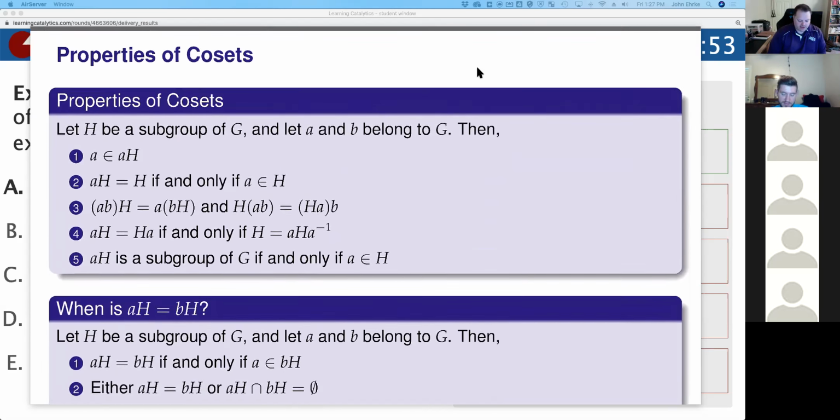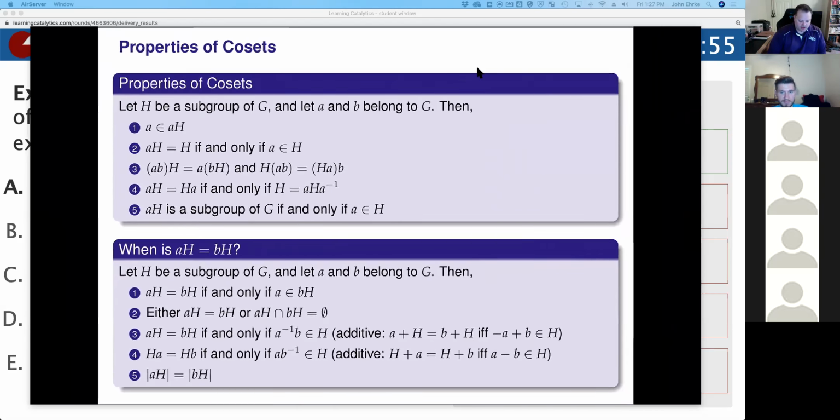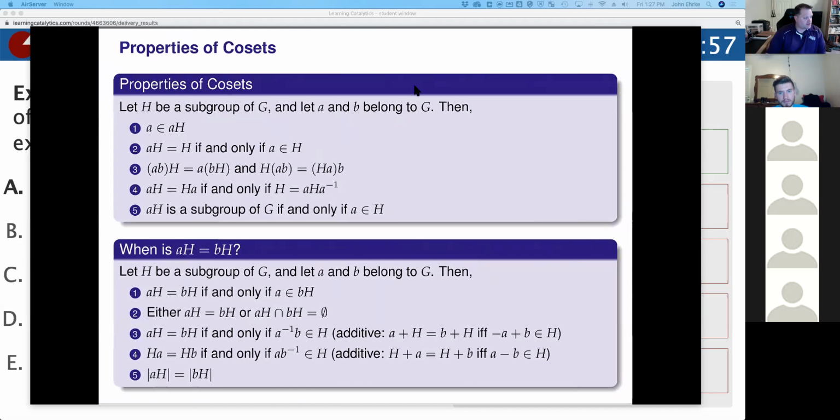We got 3 minutes left. Here are some of the properties of cosets. A lot of these we've already discussed. We've discussed this one. We've discussed this one. We've seen that since they form a partition, either their cosets are equal to each other for a given representative or their intersection is empty. They don't overlap at all.